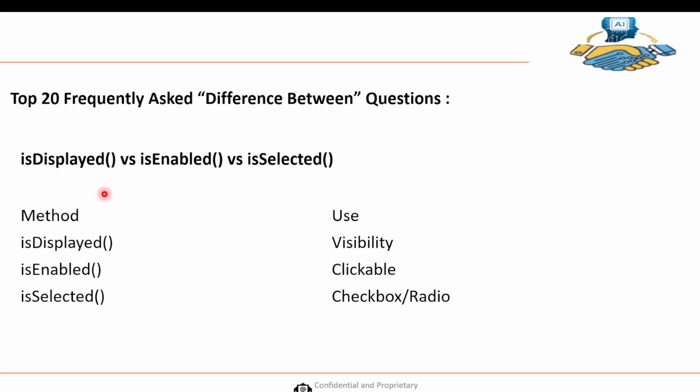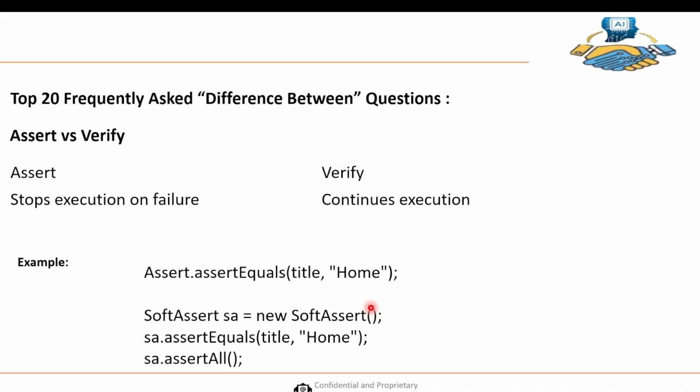Then what is the difference between isDisplayed, isEnabled, and isSelected? The isDisplayed method checks the visibility, whereas isEnabled checks the clickability, whereas isSelected we can use for a checkbox or radio button.